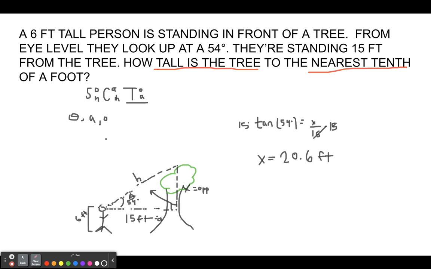But then we also have the remainder of that value that we can still figure out from this point here down to the actual ground, because that's represented by the height of the person. So from there to there is 6 feet. So we're going to take that 6 feet and then that 20.6 that we calculated, and we're going to add them together. So really, the height of the tree is about 26.6 feet.